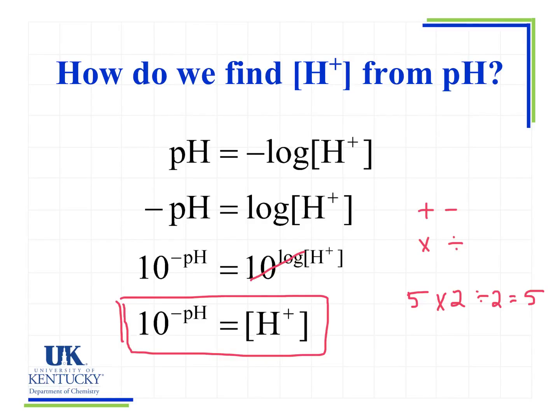So if you're great at math and you like algebra, you might not want to have to worry about memorizing this final step, this final version of the equation, and you can do the derivation as you go along. If you're not comfortable doing that, by all means, please just learn this version and this version as well, so that you know how to get back and forth between pH and H plus concentration.